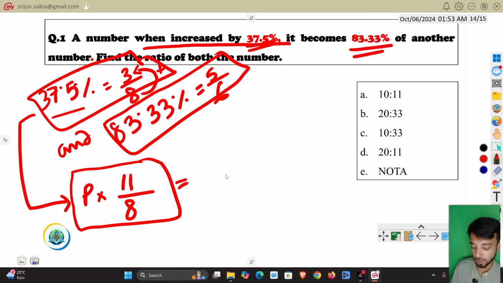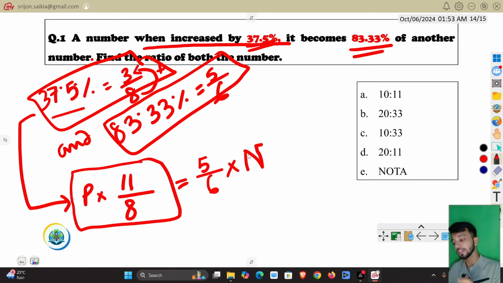It becomes 83.33% of another number, meaning 5 by 6 of another number. Let's take this another number as a variable. Is this clear till here? Very simple. Let me explain to you in a new slide, so that your confusion goes away.